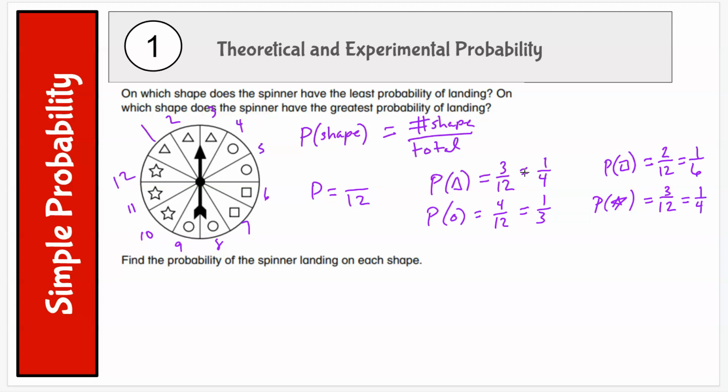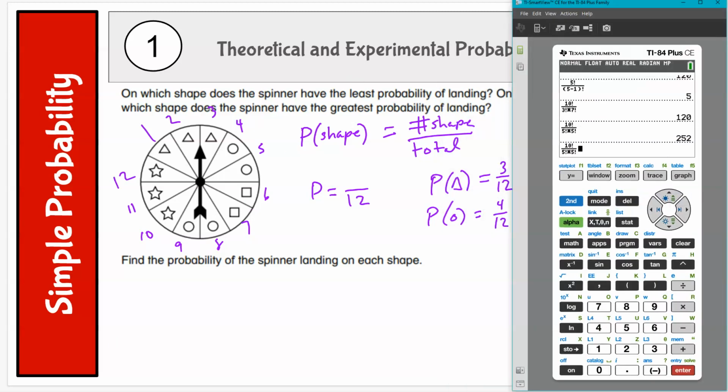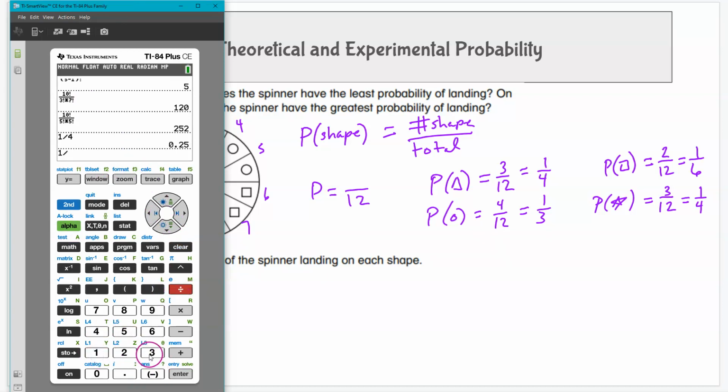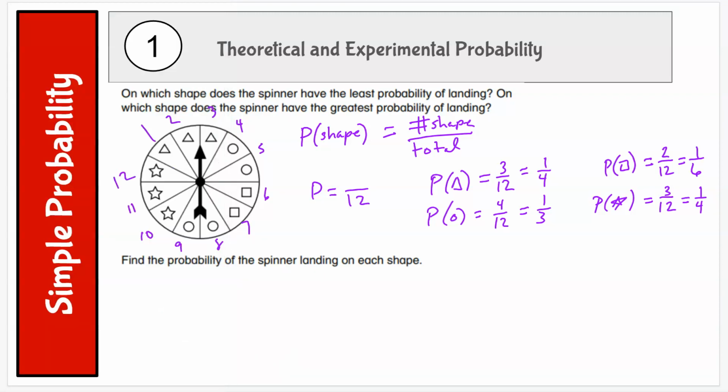So now you have all these fractions, and maybe you're wondering, how do I know which one is the least likely and which one has the greatest probability of landing? We may need to convert those fractions to decimals. So 1 divided by 4, we get 0.25. 1 divided by 3, we get 0.33, and 1 divided by 6, I get 0.16 repeating.